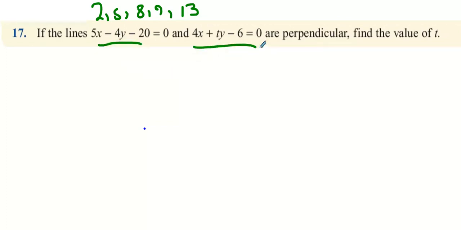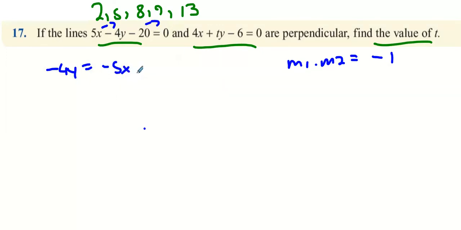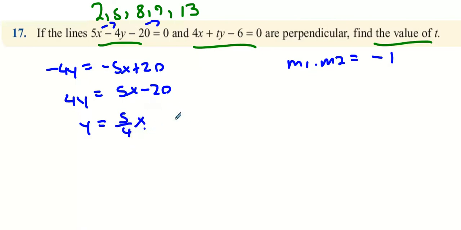These two lines are perpendicular. Find the value of t. Well, if they are perpendicular, the slope of the first one multiplied by the slope of the second one has to be minus 1. Let's get y on its own here. So we get minus 4y. We move the 5x and the minus 20 over to the other side, so we get minus 5x plus 20. Multiply both sides by minus 1, and we get 5x minus 20. Divide both sides by 4. So we get 5 over 4 x.